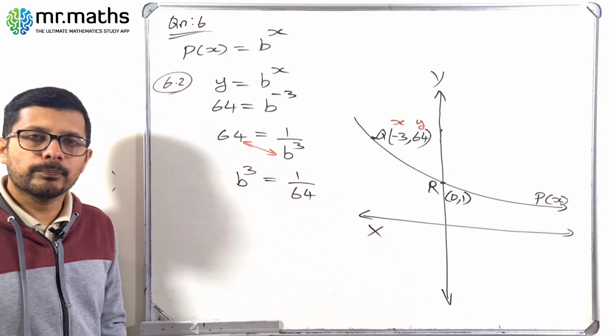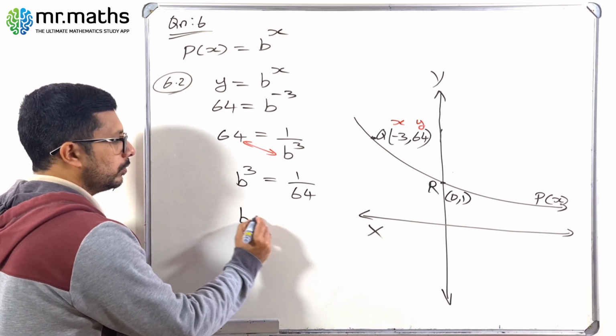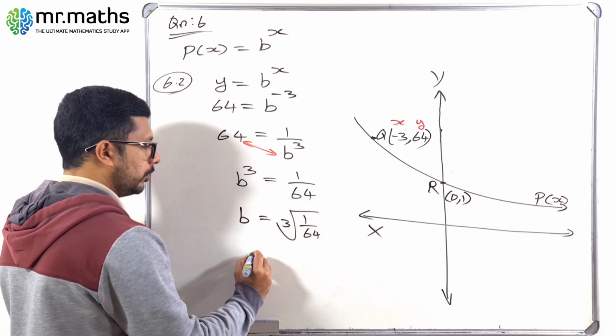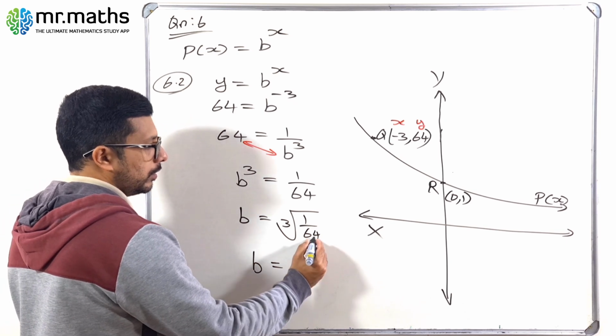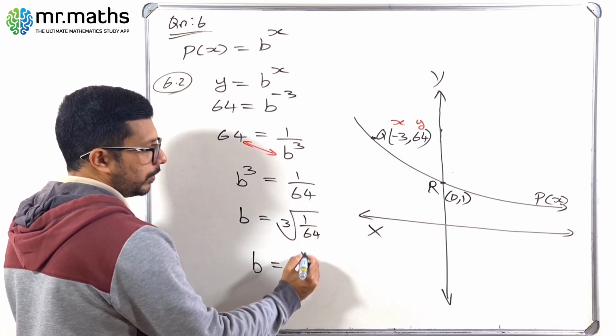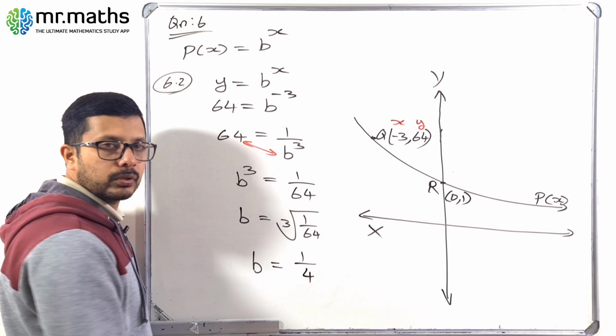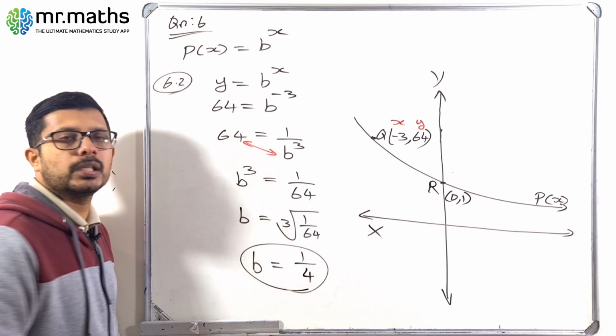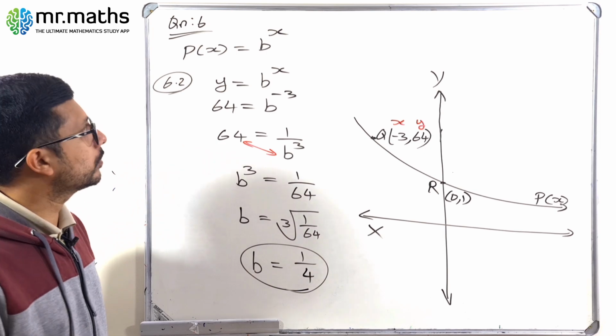So what about b? b is equal to the cube root of 1 by 64. Check in your calculator. The cube root of 1 is 1, and the cube root of 64 is 4, because 4 cubed is 64. So what is the value of b? b is equal to 1 over 4. That is the answer.